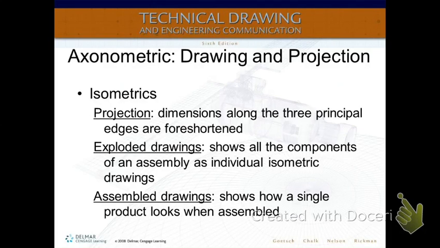Axonometrics, that includes projection. Dimensions along three principal edges are foreshortened. Exploded drawings show all the components in assembly as an individual isometric drawing. And then an assembly drawing shows how a single product looks when assembled. Pretty simple.